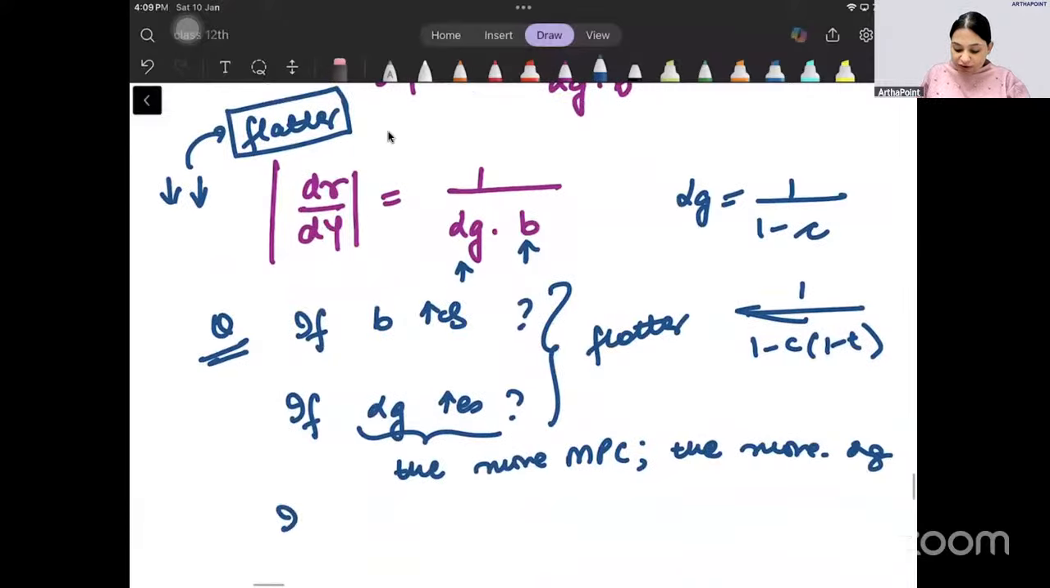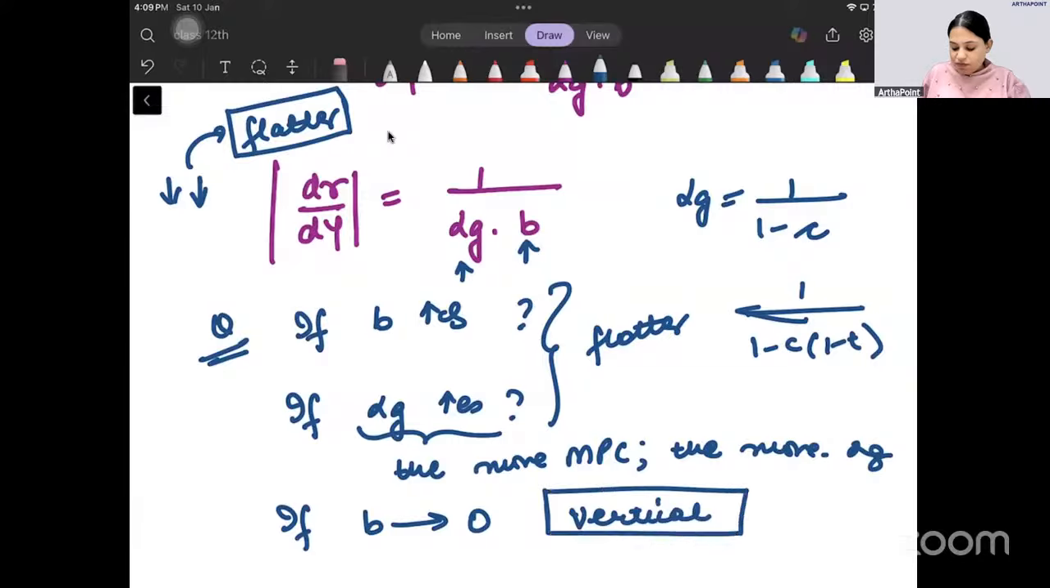And what happens when b is 0, goes towards 0? Then it becomes vertical. It is not related to interest rate. Whatever the interest rate, you are making the same amount of investment. Right? So it becomes vertical.